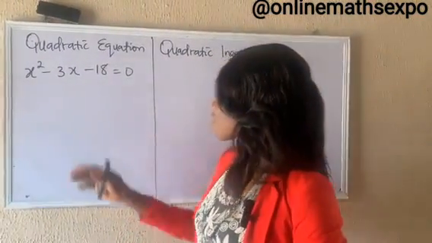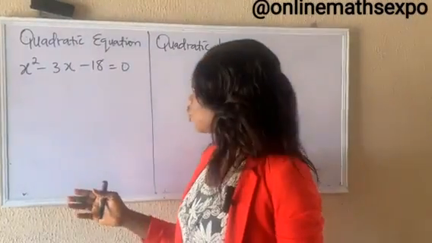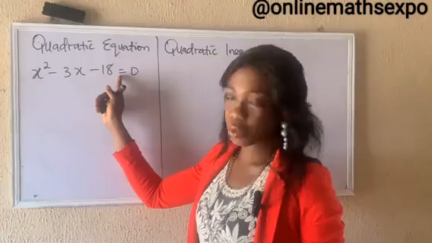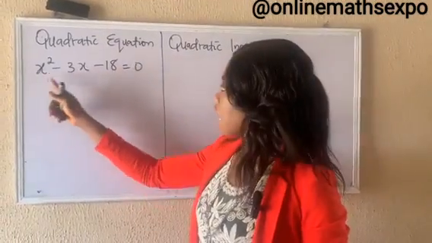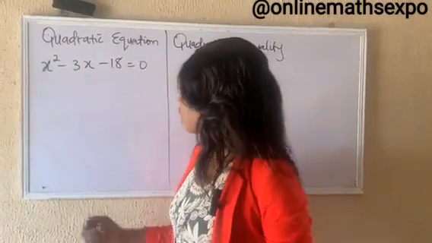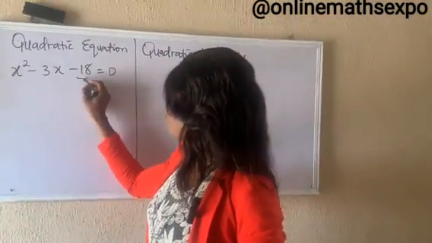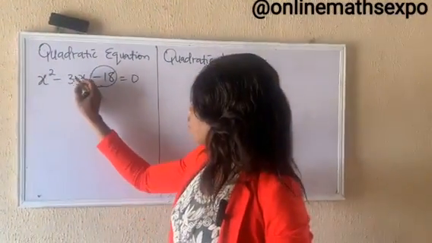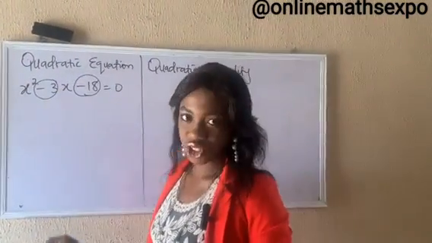Okay, we are asked to solve this. When we talk about equation, this is what makes it an equation, the equality sign. Now, we are asked to solve this. How do we solve it? What you simply do is, you get two numbers that when you multiply, it gives you minus 18, and when you add, it gives you minus 3.